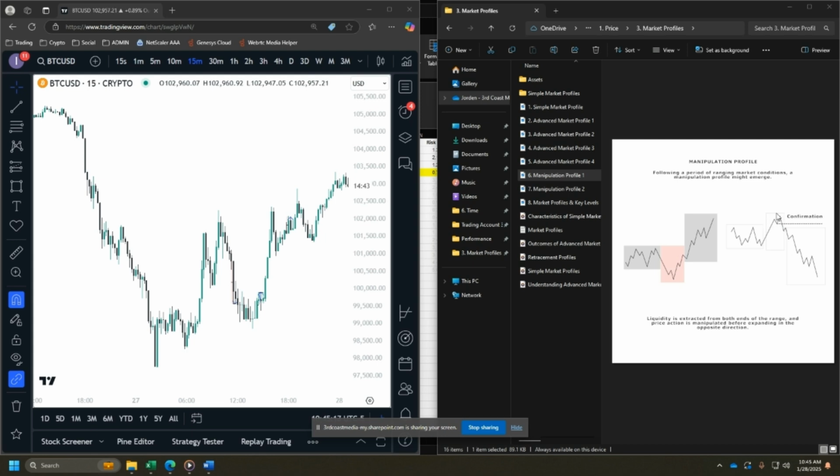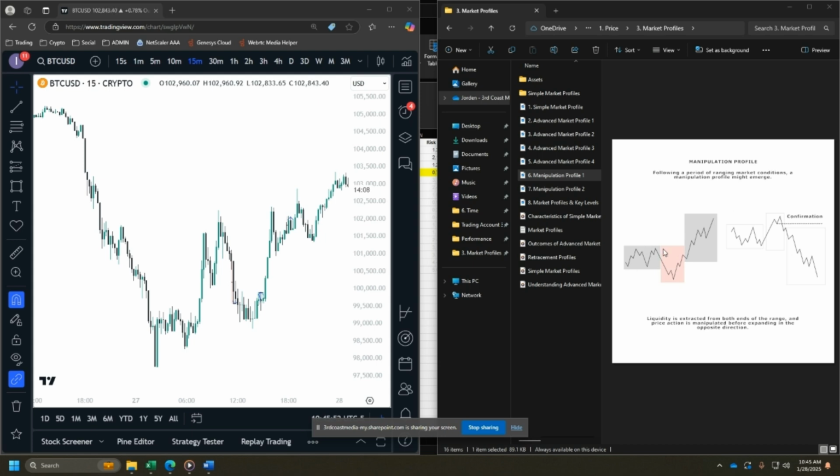The right side of the graphic shows more details. So you can see confirmation is what we're waiting for after the manipulation profile. And that comes in the form of a change in the state of delivery or order block. We'll discuss that in an upcoming chapter soon. But this is the basic structure of a manipulation profile.